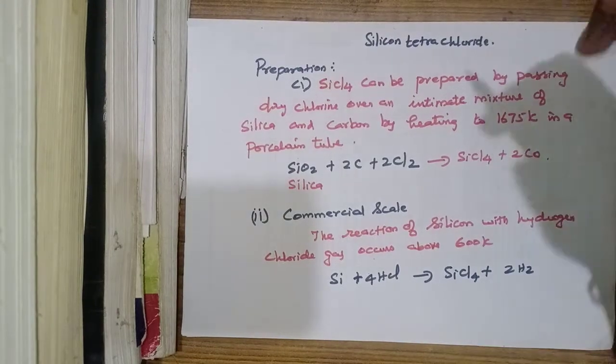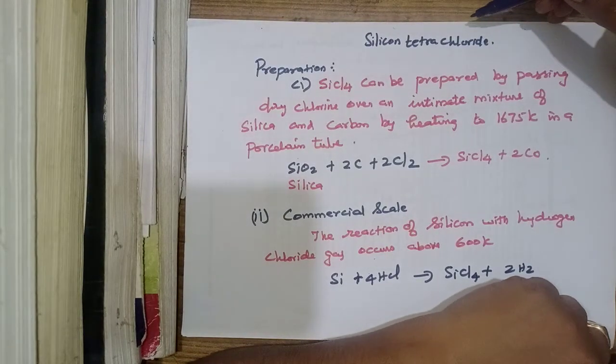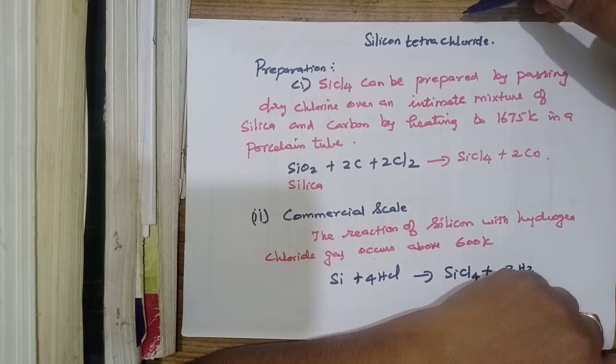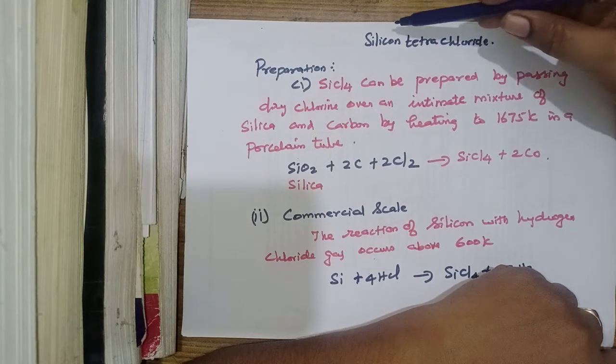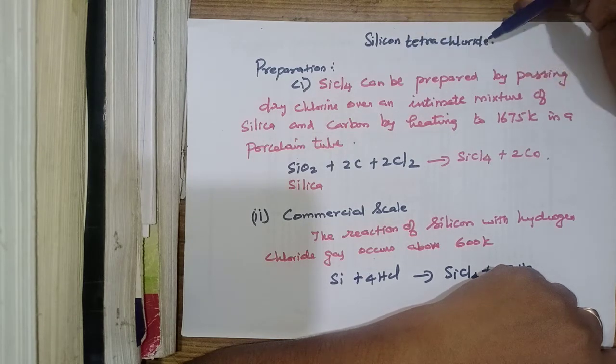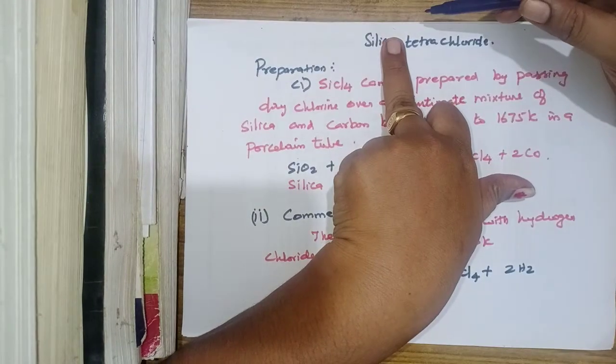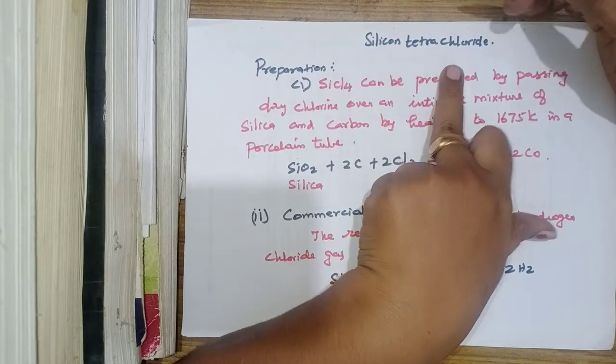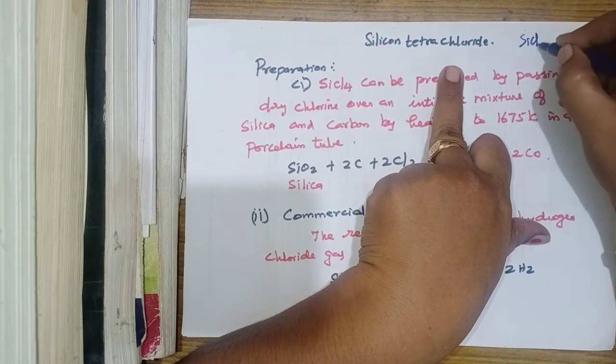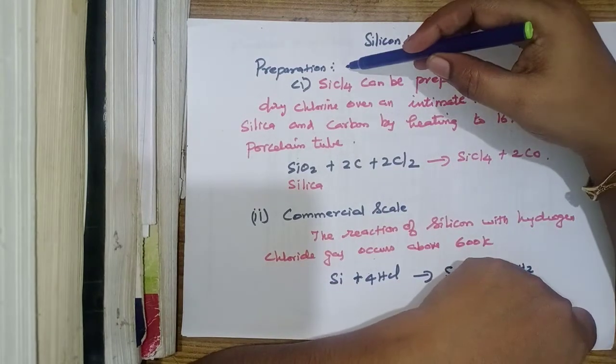Good morning, students. Today we are going to see silicon tetrachloride, a group 14 carbon family compound. The next compound of silicon is silicon tetrachloride. The valence of silicon is 4, so it forms SiCl4. Now see the preparation.